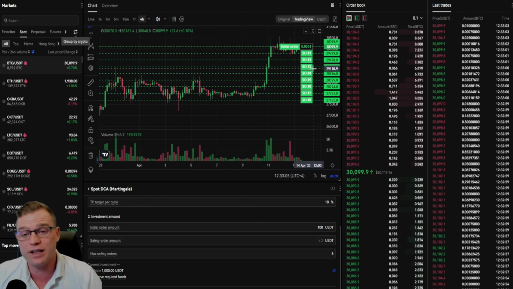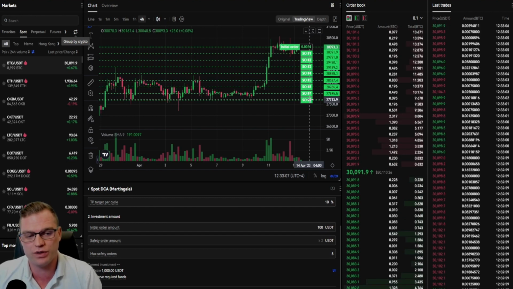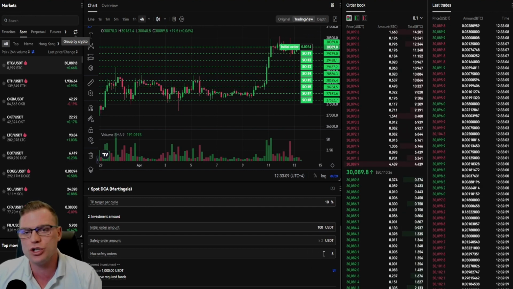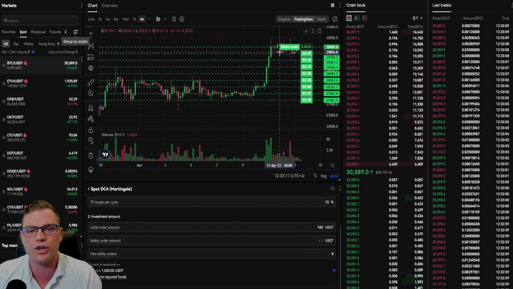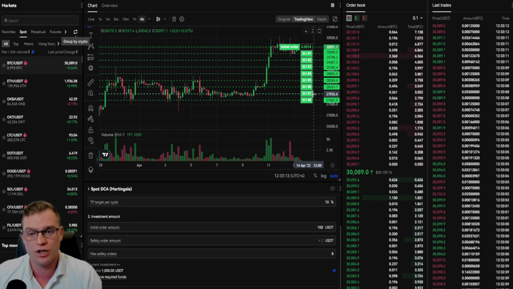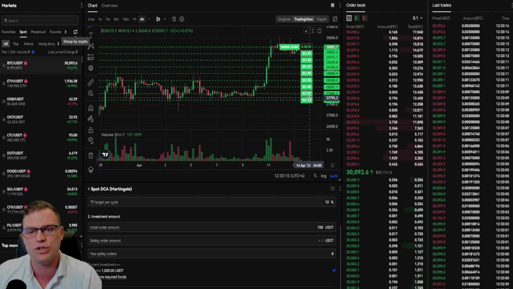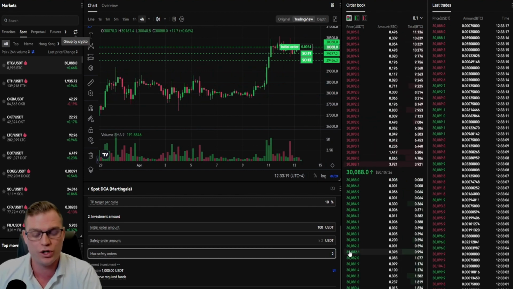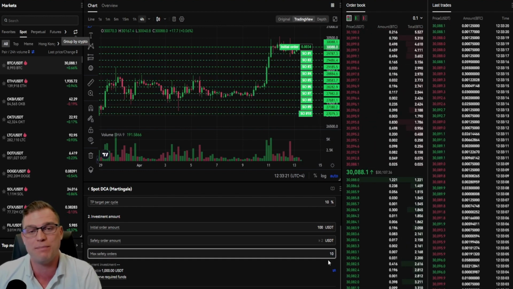You can see that default there is 8 safety orders with the spot DCA, in which you can change this yourself. So if you don't want to continue to purchase in terms of 8 safety orders when it comes to using the DCA bot, you can change that to simply 2, or you can change that to 10. You have a max of 20.